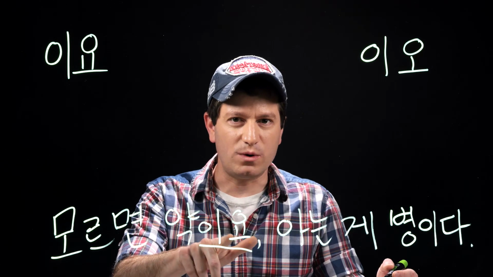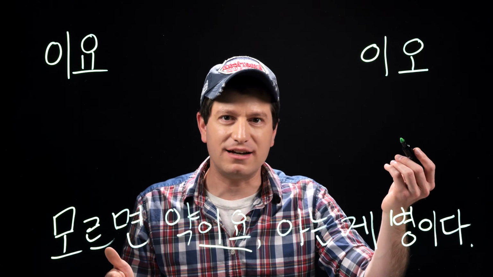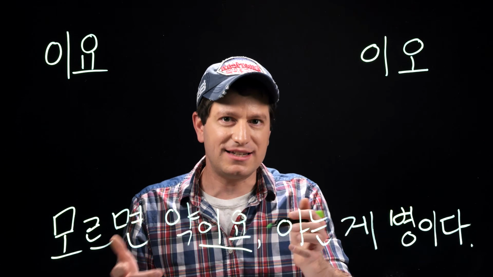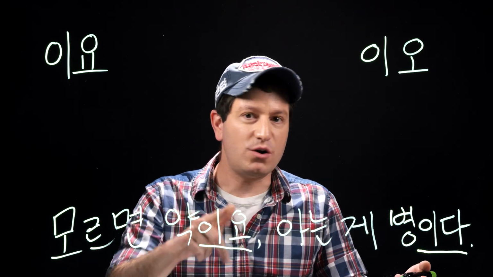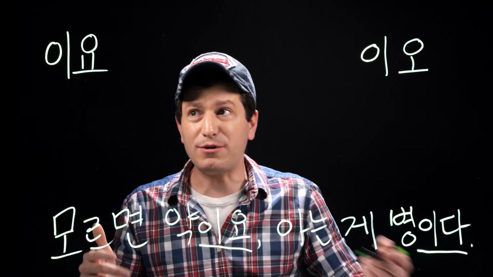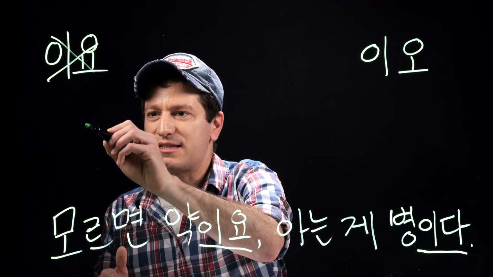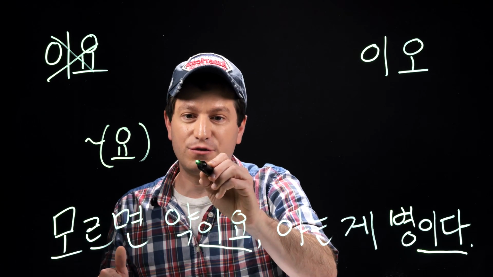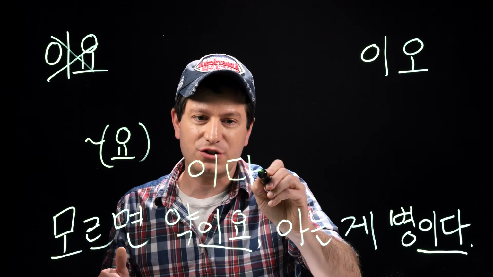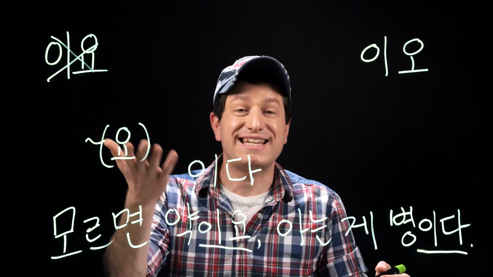And this iyo is not the iyo added to make a sentence polite. In fact, this sentence is not polite. It ends with the plain form, 이다. This iyo is actually a separate grammar form. It's not even iyo, it's simply attaching 요 to a verb stem. In this case, the verb is 이다, to be, so you get iyo, and this means and.